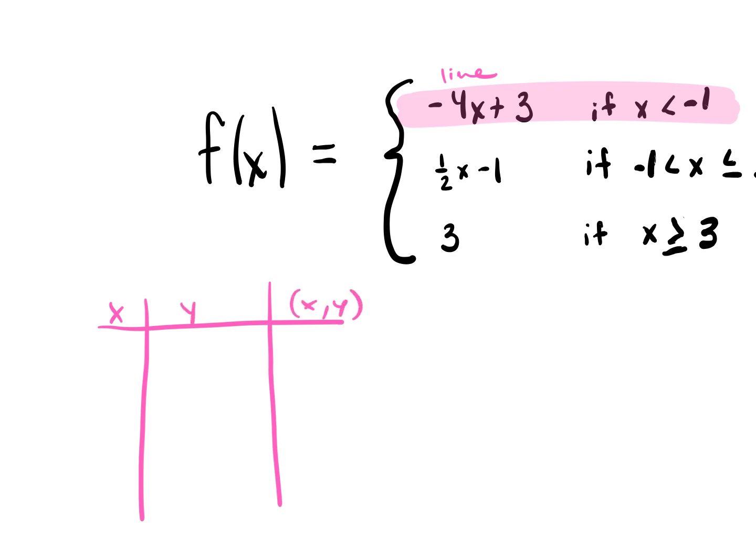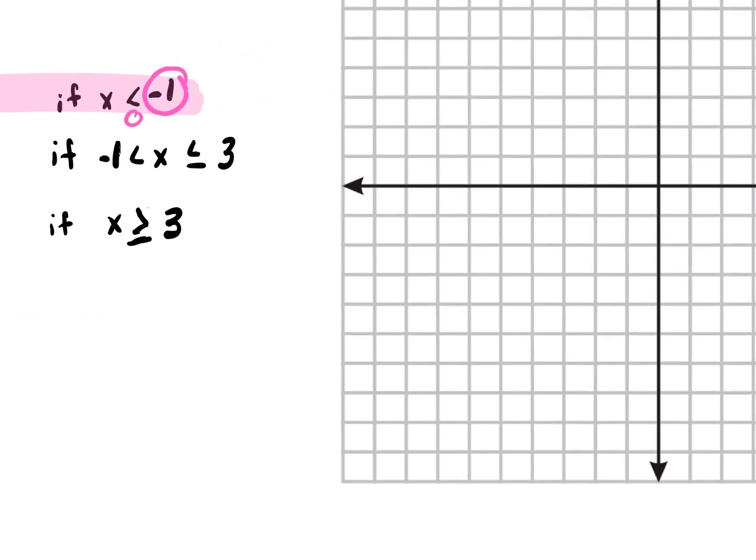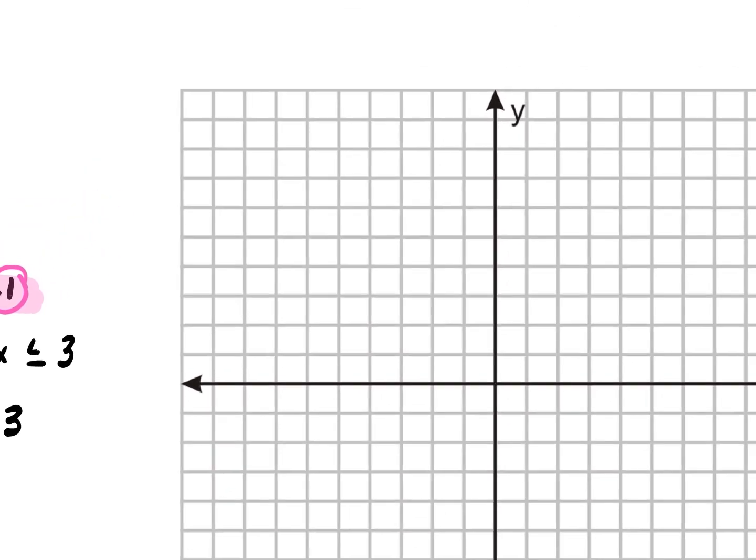What's the first number I'm going to plug into x? Negative 1, because that's the number that's given. So we have negative 4 times negative 1 plus 3, which would be positive 4 plus 3, which is 7. So my first point is negative 1, comma 7. At this point, do I have an open or closed circle? Open. Awesome, because it is a less than sign. So we're going to go on our graph. We go to the left to negative 1 and up 7. And put an open circle there.